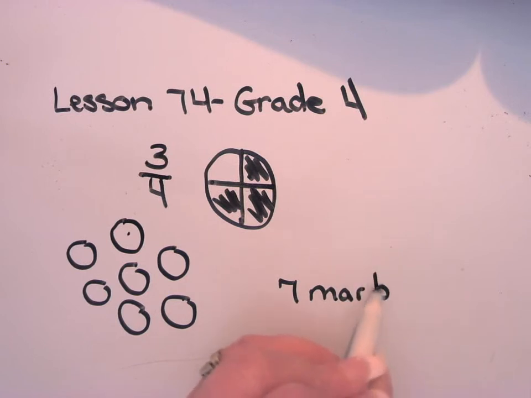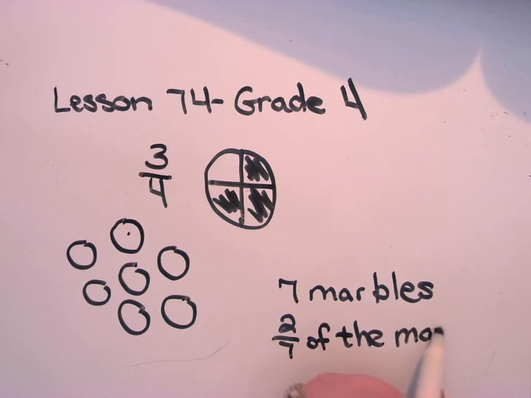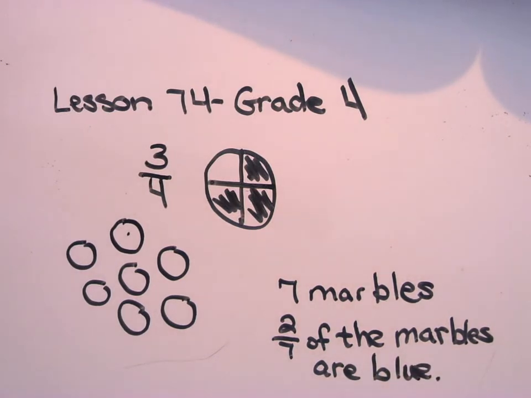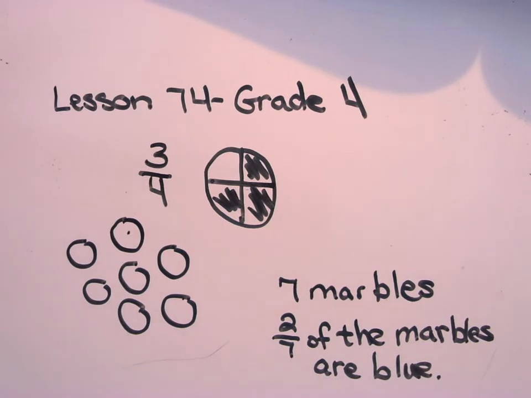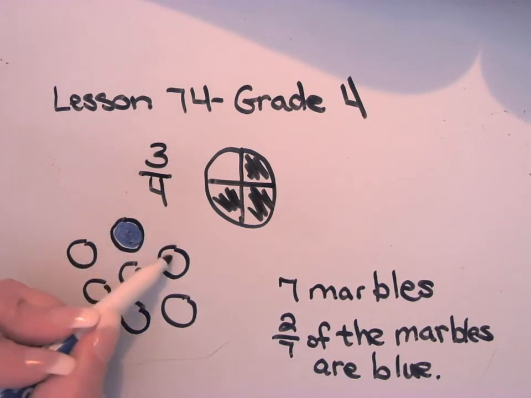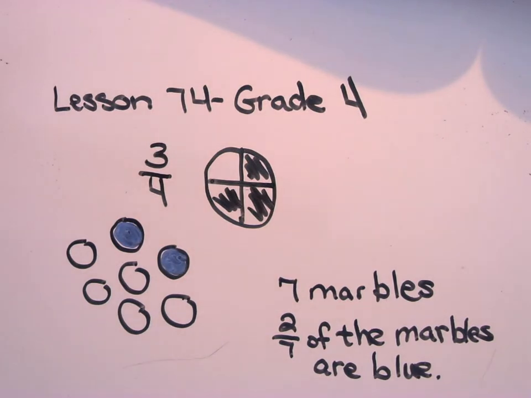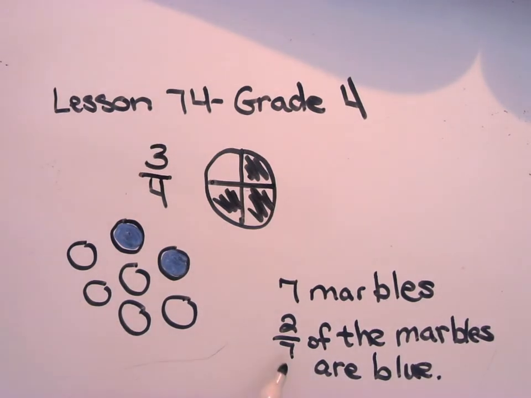Okay. So if I say that 2/7 of the marbles are blue, what that means is that 2 out of every 7 marbles are going to be colored in blue. So right there we have 2 out of 7 marbles are blue, or 2/7 of the marbles are blue.